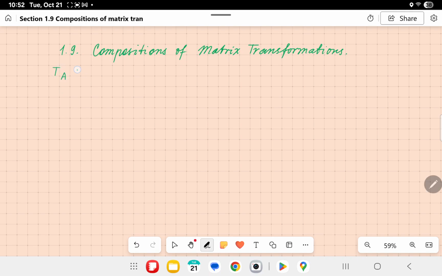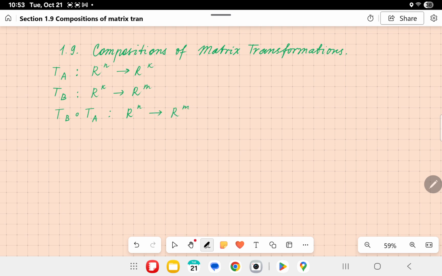Transformation A, which takes or reflects space with n dimensions onto space with k dimensions. And the second transformation, transformation B, which reflects space with k dimensions into space with m dimensions. Then, guys, we can define the composition of these two transformations, B over transformation A. And that transformation is going to be from Rn into Rm.